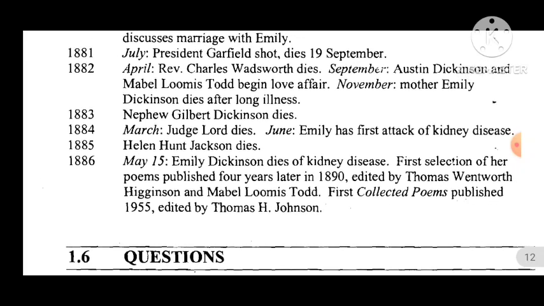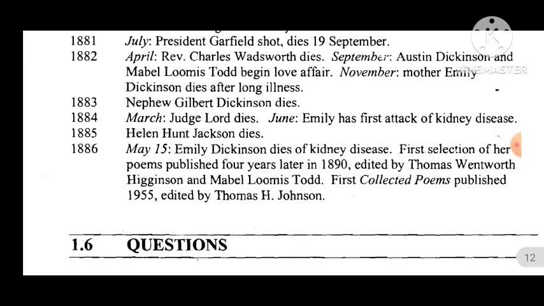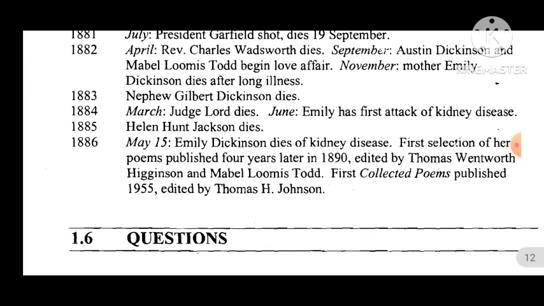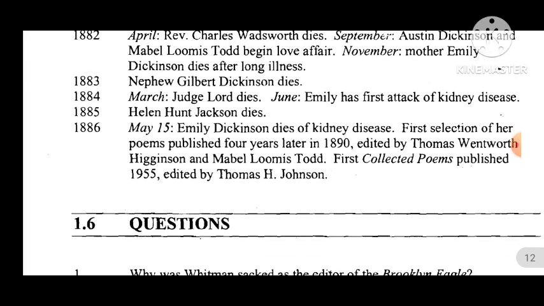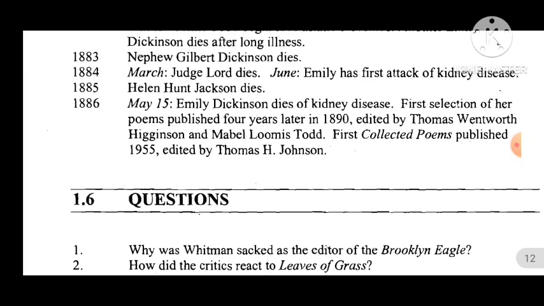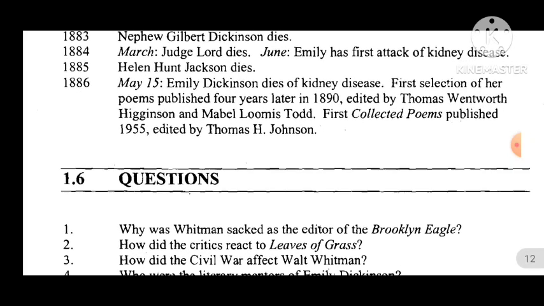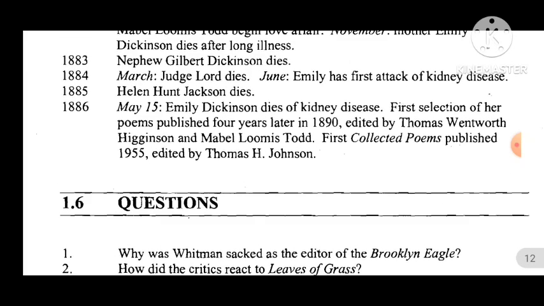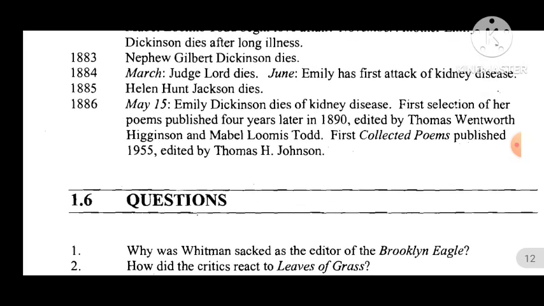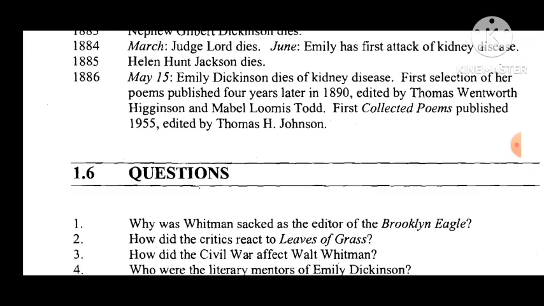1882, April, Reverend Charles Wadsworth dies. And Austin Dickinson and Mabel Loomis Todd begin a love affair. 1883, nephew Gilbert Dickinson dies. 1884, March, George Lord dies. 1885, Helen Hunt Jackson dies. 1886, May 15, Emily Dickinson dies of kidney disease.